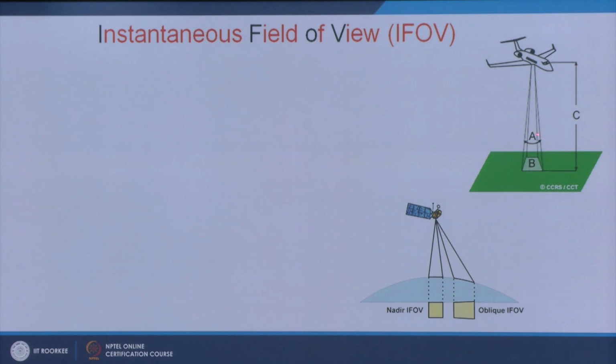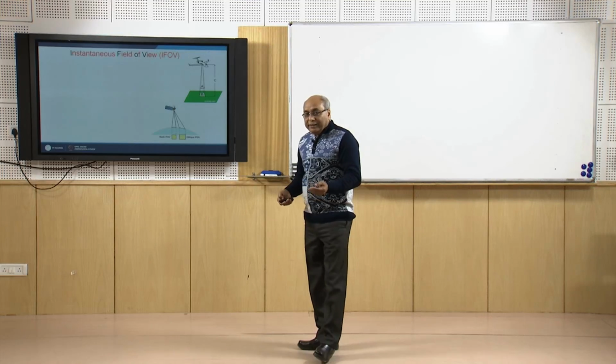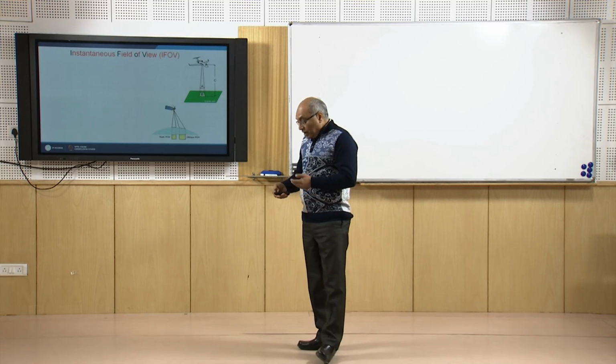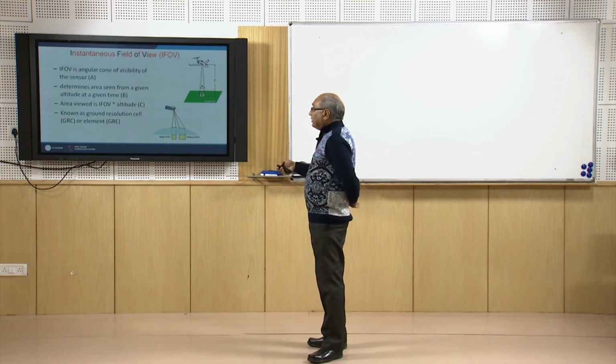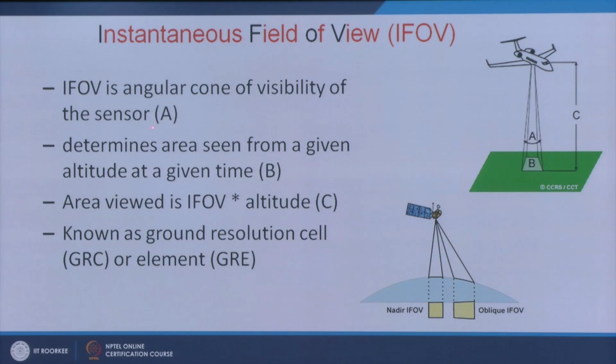So you can say it is a 3-dimensional angle, whereas you are projecting on a 2D surface. That also makes the difference. So the IFOV is the angular cone of visibility of a sensor, which is shown here. This cone determines the area seen from a given altitude at a given time. This is the area which is being covered.